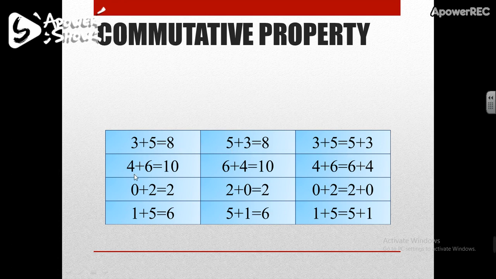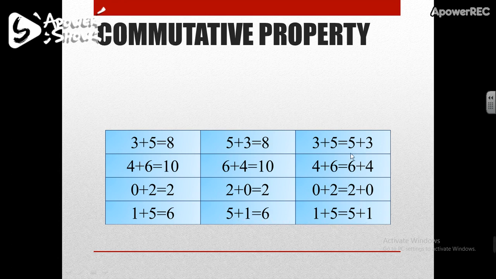Similarly, 4 plus 6 equals 10, and 6 plus 4 is also equal to 10. That means 4 plus 6 is equal to 6 plus 4. Similarly, 0 plus 2 equals 2, and 2 plus 0 is also 2. That means 0 plus 2 equals 2 plus 0. The last example is 1 plus 5, which equals 6, and now we are adding 5 and 1. So 5 plus 1 equals 6. So from there we get 1 plus 5 equals 5 plus 1.